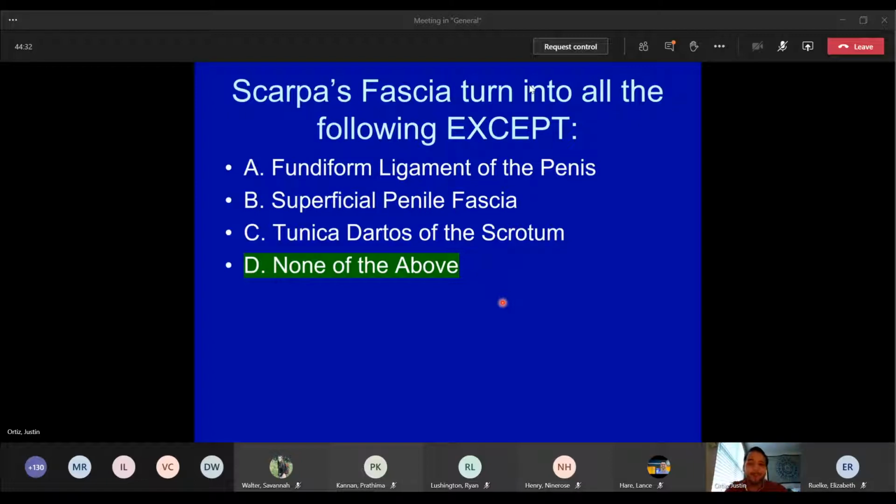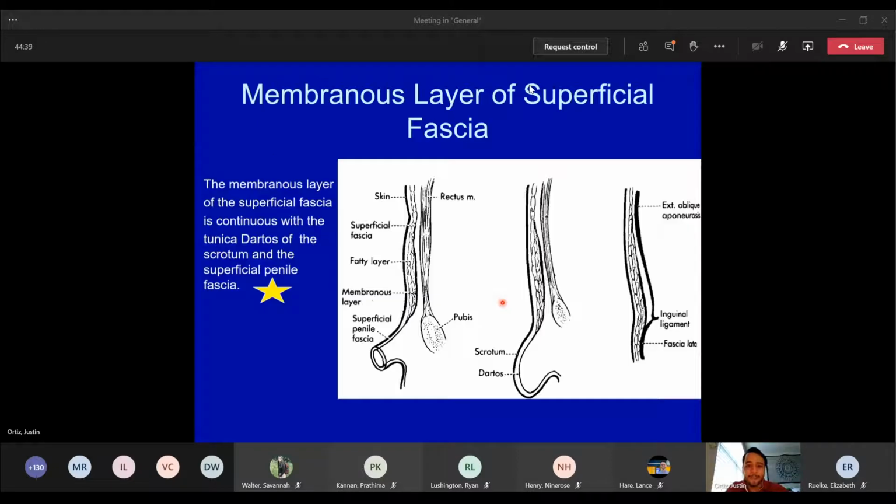He actually didn't put a picture. I was going to put a picture of the fundiform ligament of the penis, but I just thought it was too much. Basically, if you imagine right here is the penis, and it would be this ligament coming from here, wrapping around the entire penis right there and pulling it upwards. That's what the fundiform ligament is. It's not shown in this image, but that's where it would be exactly.